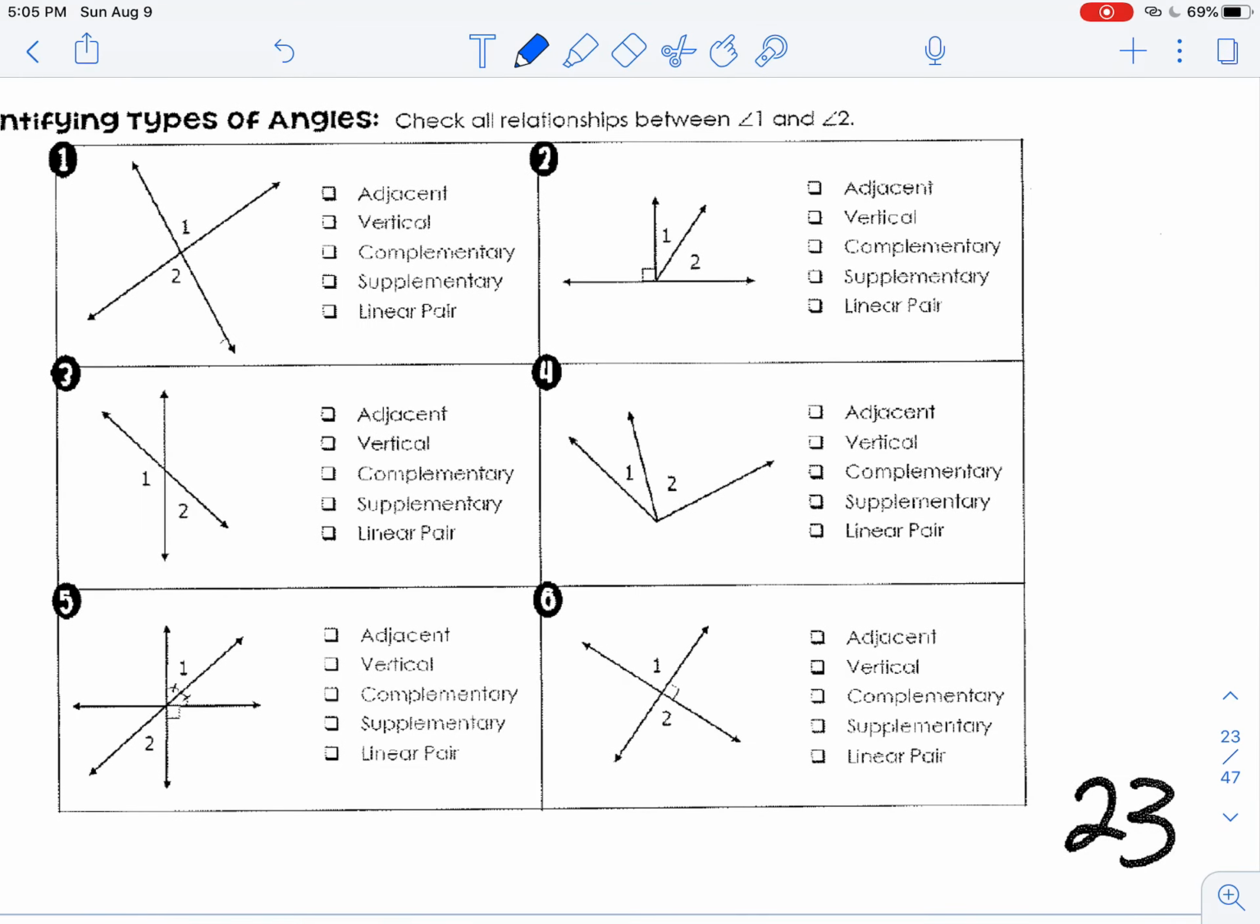Okay, take a minute and see if you can answer 1 through 6. And just some warning, some of these questions have more than one answer.